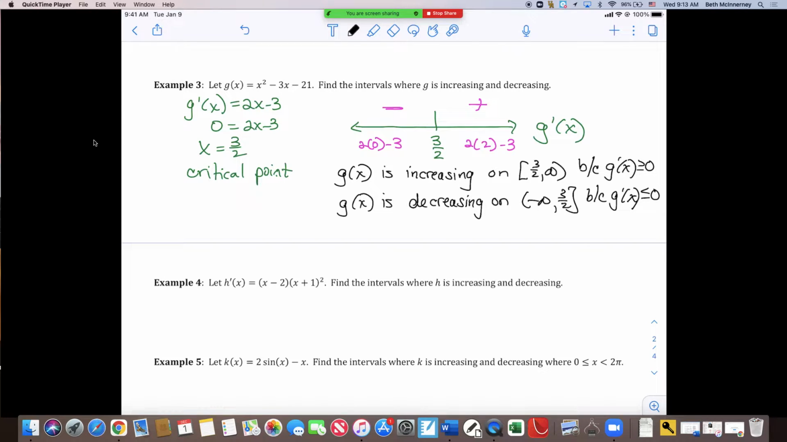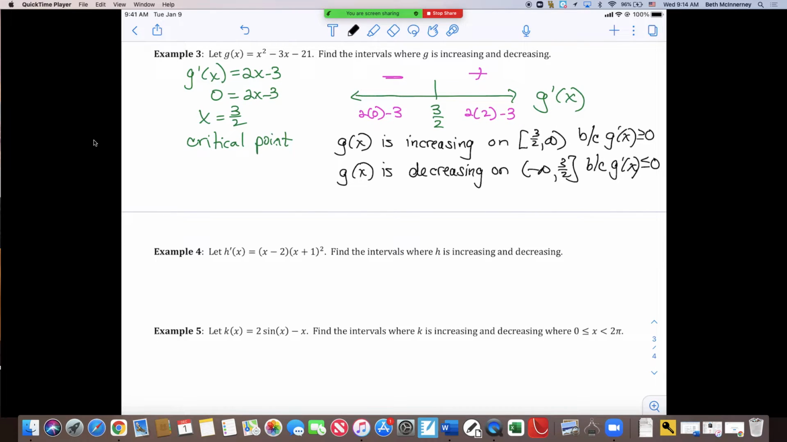So it's super simple, okay? Students typically like increasing, decreasing, very straightforward. All you do is find the derivative, set it equal to 0, find your critical numbers, do a number line test to see where the derivative is positive or negative. Where the derivative is positive, the function is increasing on that interval, and where the derivative is negative, the function is decreasing. So the derivative is telling us about the original function. Questions on that one?